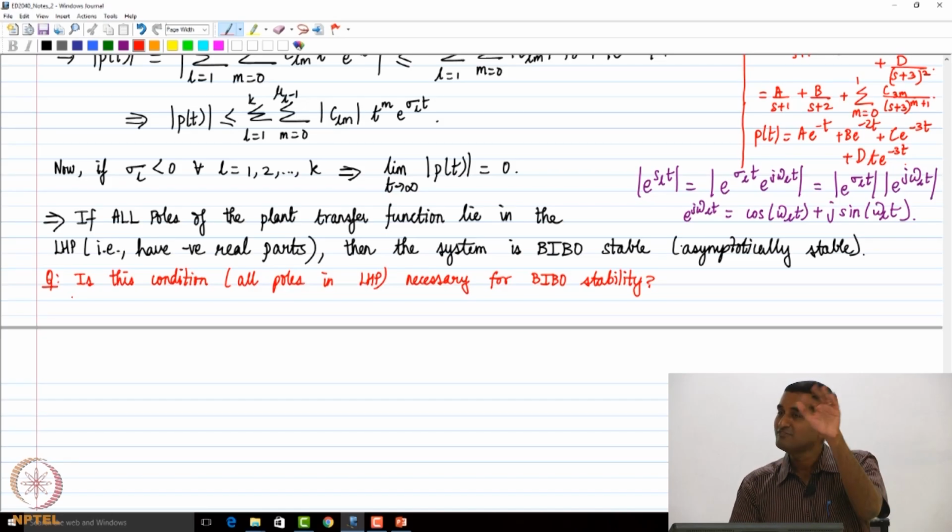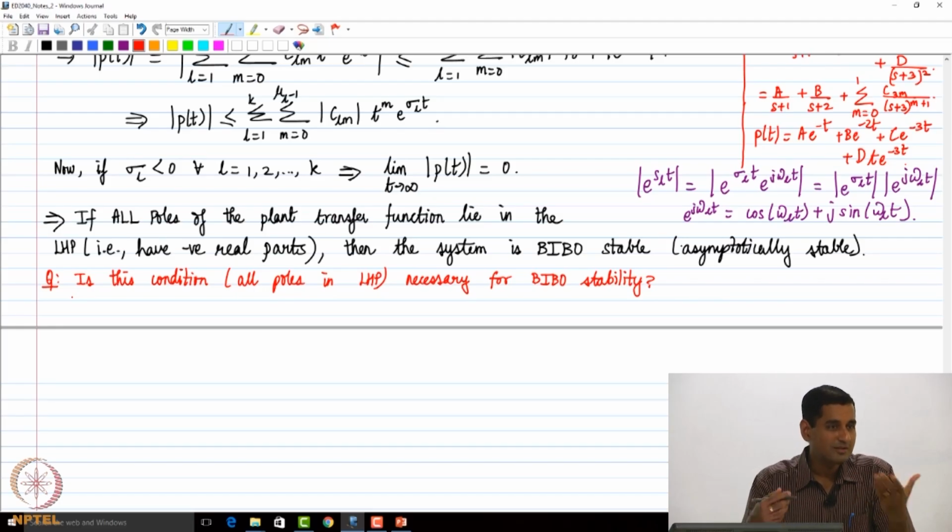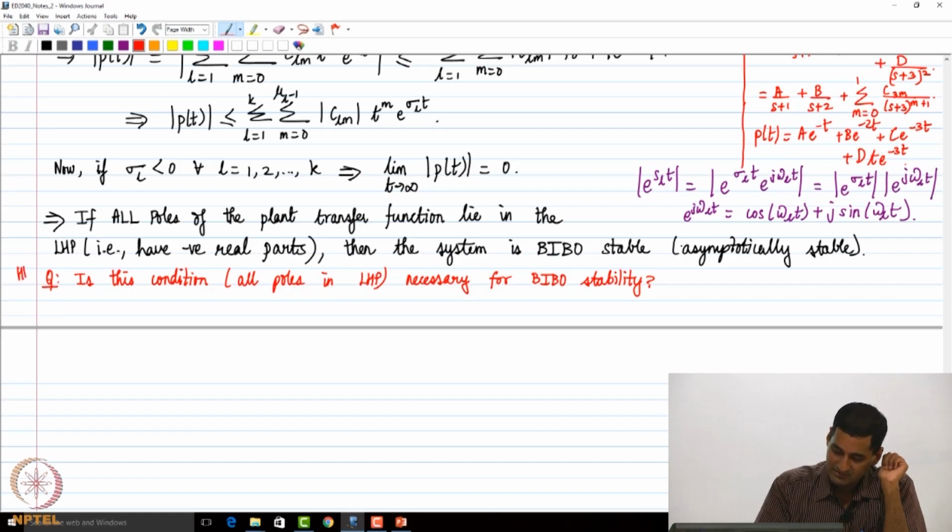I went from examples to a generic conclusion. The best way is always to prove the generic one and then do the examples. But since this is a first course on controls, I wanted to do examples to motivate our understanding, and then we did the general derivation. So this I leave as homework. The answer is yes, it is also necessary.